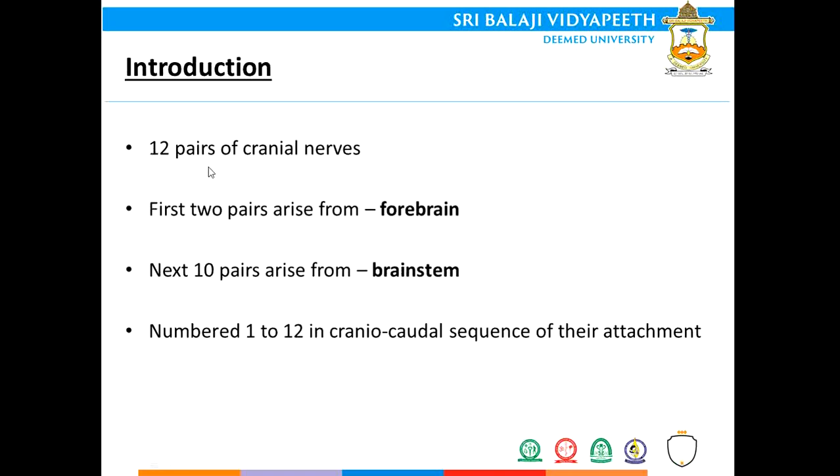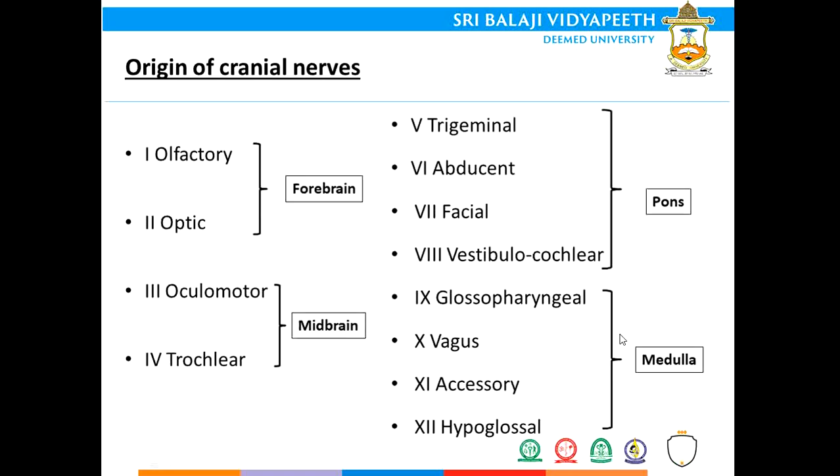First, an introduction. There are 12 pairs of cranial nerves. Out of that, the first 2 pairs arise from the forebrain. The next 10 pairs arise from the brainstem. So they are numbered from 1 to 12 in craniocaudal sequence of their attachment. Now, the origin of cranial nerves: the first 2, that means olfactory is number 1 and number 2, the second cranial nerve, is optic. They both arise from the forebrain.